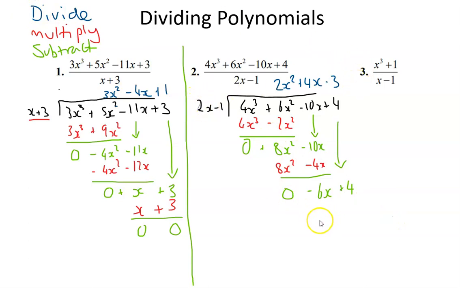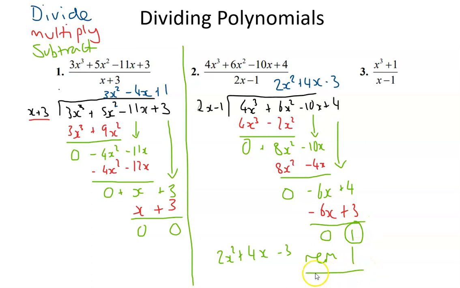Minus 3 times 2x is indeed minus 6x. Minus 3 times minus 1 is going to be positive 3. And then our final step is to subtract. Minus 6x, take minus 6x is nothing. 4 take 3 is 1. So in this case we have divided it, but the answer is 2x squared plus 4x minus 3, remainder 1, because we had a remainder left over there. So it didn't divide in precisely.